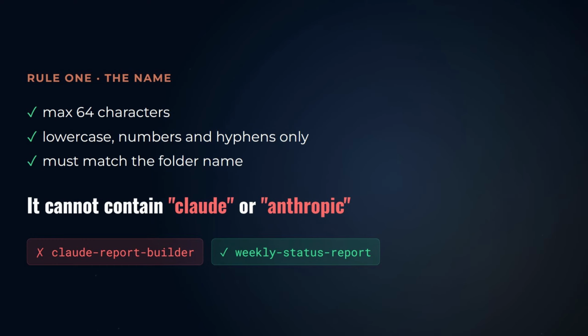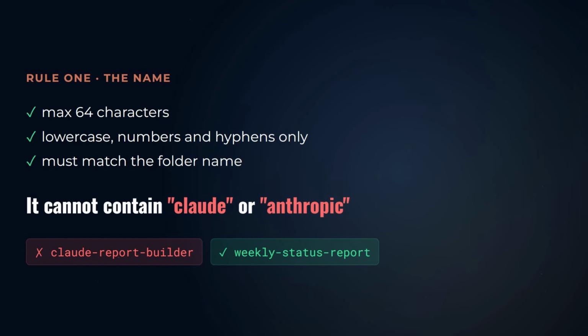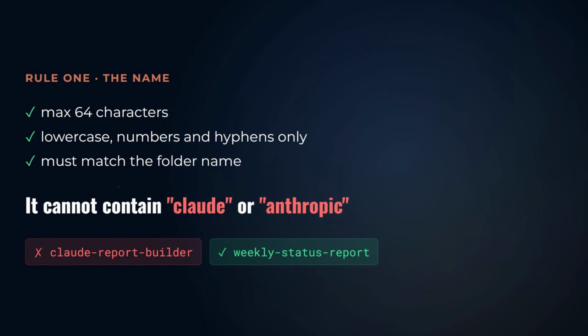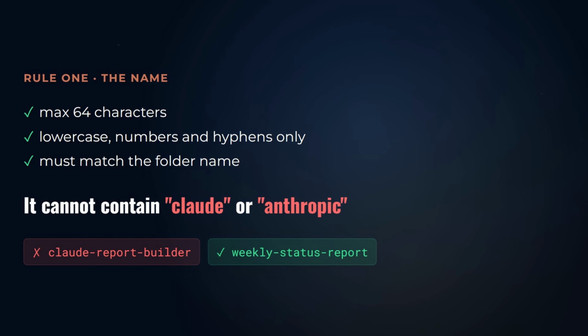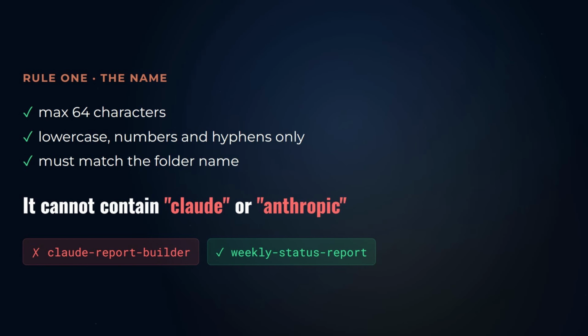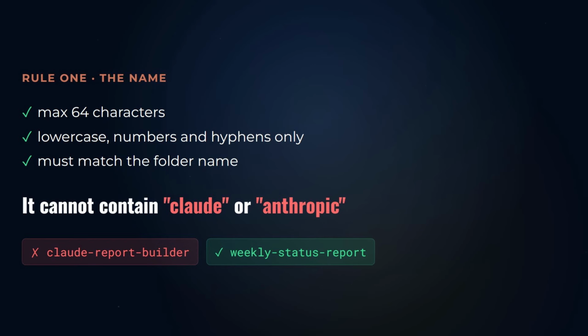And here's the one that catches almost everybody. Your skill name cannot contain the words Claude or Anthropic. They are reserved, so Claude-report-builder gets rejected. Weekly-status-report is fine. Anthropic's own guidance suggests naming skills as an activity, something like processing-invoices or writing-release-notes. It makes a library of them far easier to scan later. Vague names like helper, utils, or tools are the ones you'll regret in 3 months.